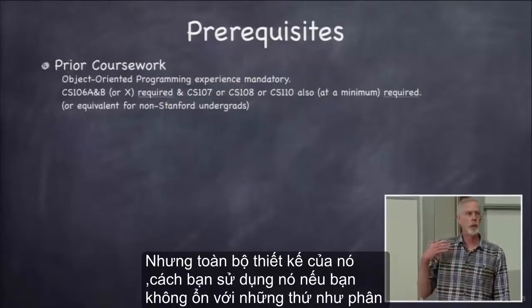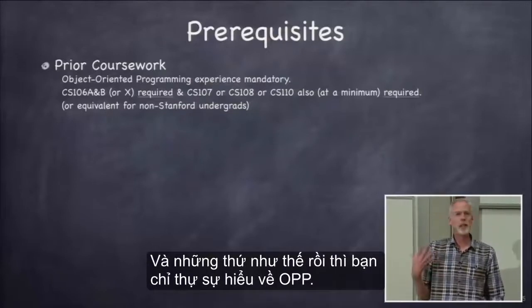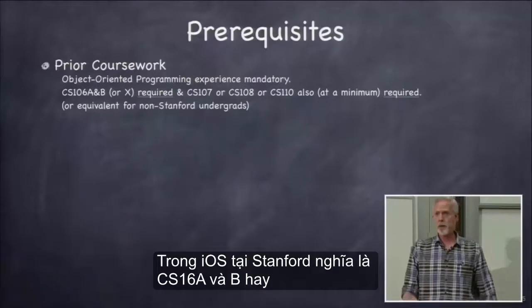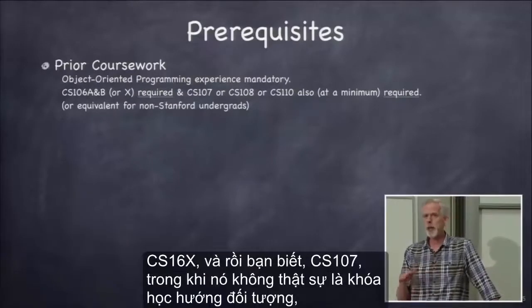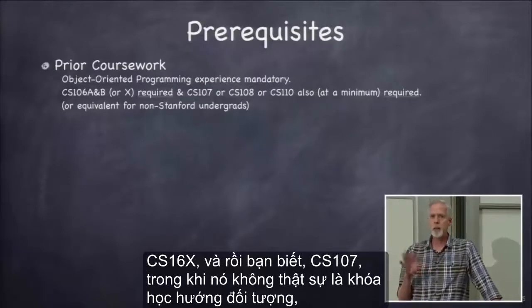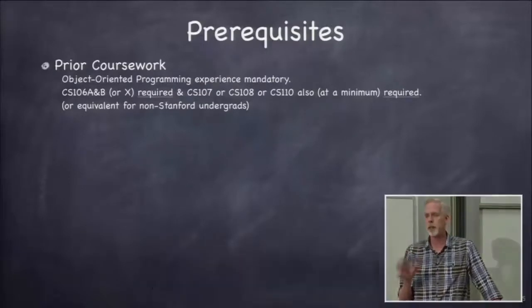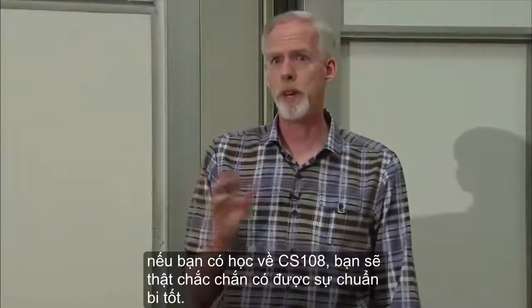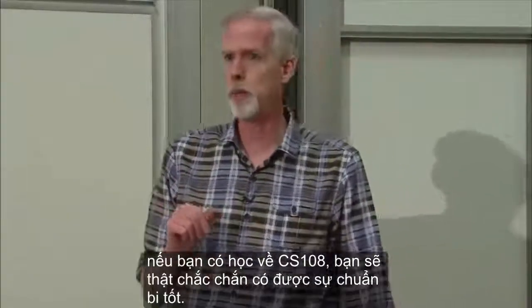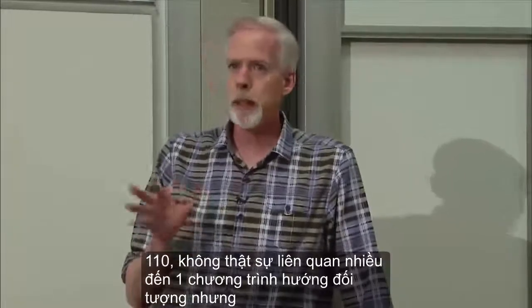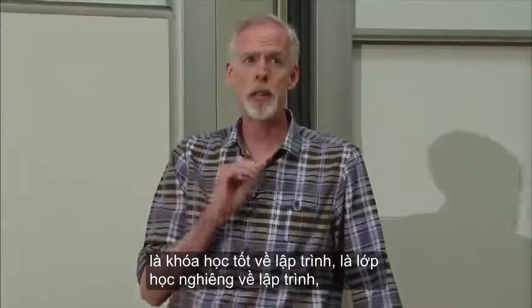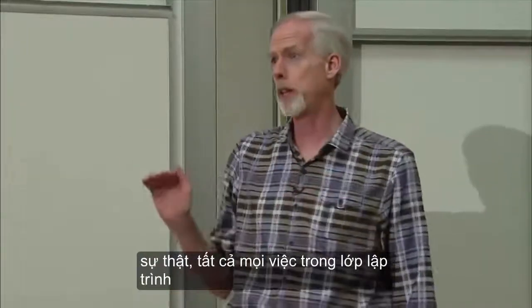If you're not comfortable with things like subclassing and stuff like that, then you're just really going to be behind the curve in iOS. So at Stanford here, that means CS 106A and B or CS 106X, and then CS 107, while it's not really an object-oriented course, at least it's a heavy-duty programming course. CS 108 is a great object-oriented course. So if you've taken CS 108, you'll probably be really well prepped. 110, again, not really too much an object-oriented program, but a good programming course, because there's a lot of programming in this class.